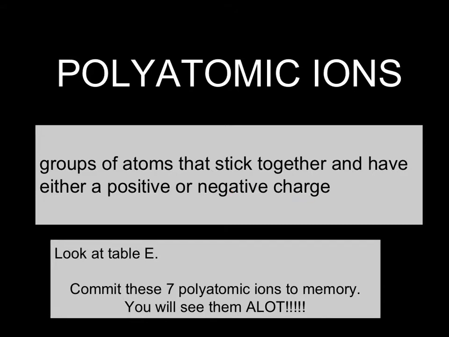We find these polyatomic ions. We don't have to memorize them, thank goodness. You will have to if you take AP Chem, but we don't have to memorize them. They're located on Table E for us, and there are 7 of them that I want you to A, write into your notebook, and B, commit to memory, because we're going to see them a lot this year.